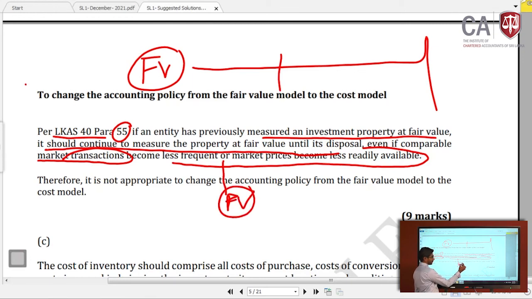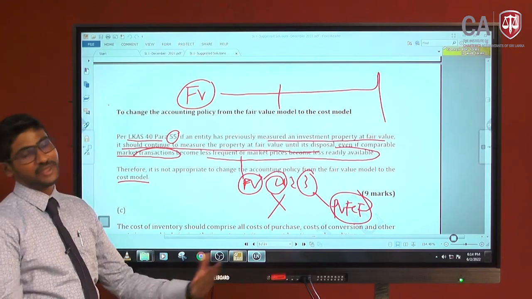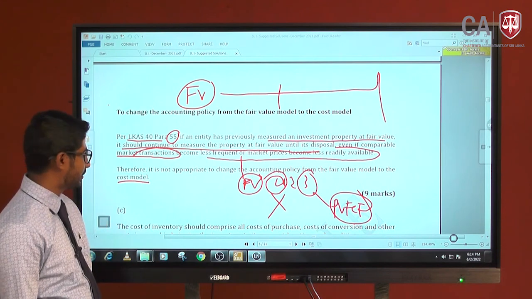How? Because fair value has three levels: level 1, 2, 3. Level 1 is the active market. If there is no active market, that doesn't matter. Go for level 3, use valuation techniques, present value of future cash flows, whatever. You have to decide the fair value. So changing the accounting policy to the cost model is not allowed, and anyway you have to go ahead with the fair value model itself, right, students. Done.